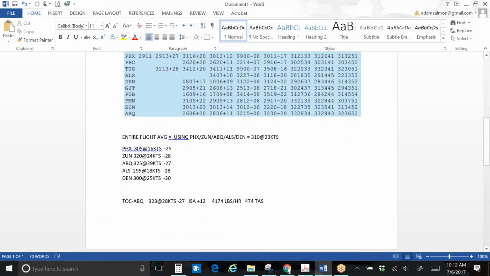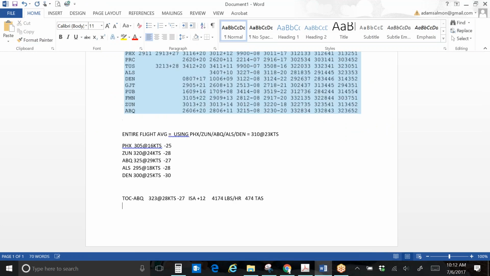So now I'm going to come down to a new line here. This is going to be Albuquerque to Alamosa. Our winds average on this leg 325 and 295, so it's a difference of 30. So let's call it 310 at, let's see, 29 and 18, so difference of 11. So we'll add 6. So we'll say that it is 25. I'm sorry, 24.